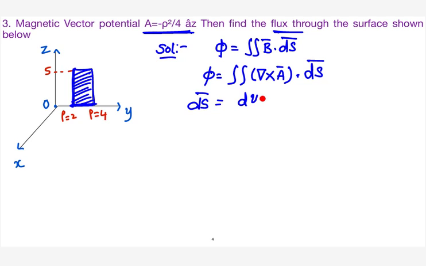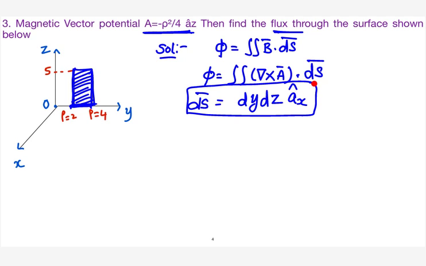And what about the direction of this surface? Ax cap. Good. The direction will be whichever is constant or whichever is not varying. So in this case, y is varying and z is varying, keeping x as constant. So your ds will be in the ax cap direction. And all of you find the curl of the vector and post the answers here.